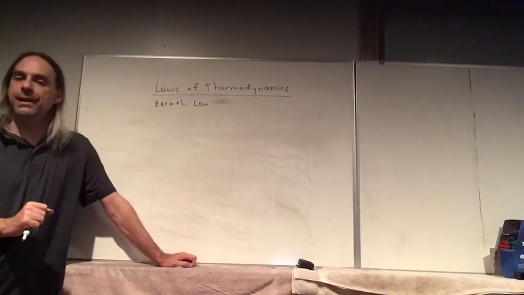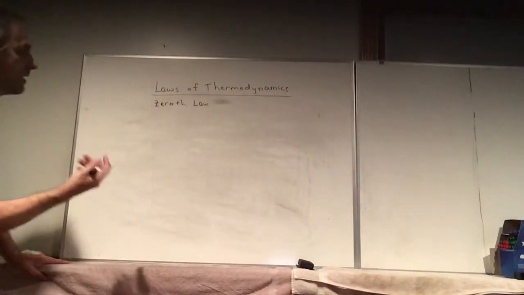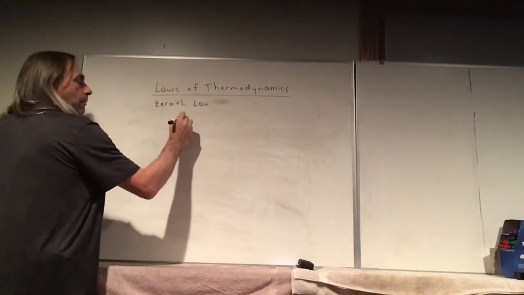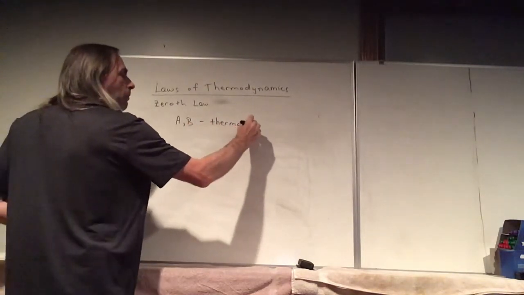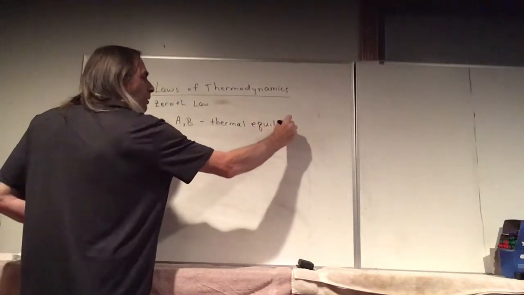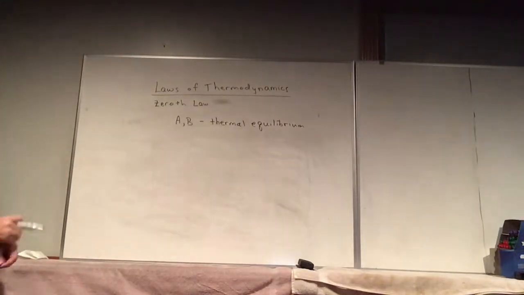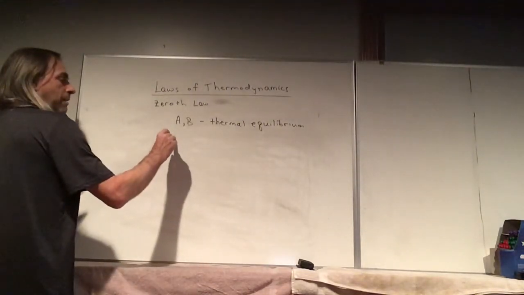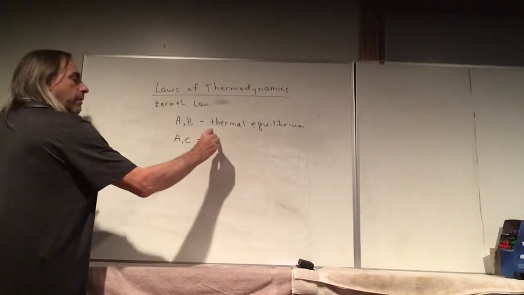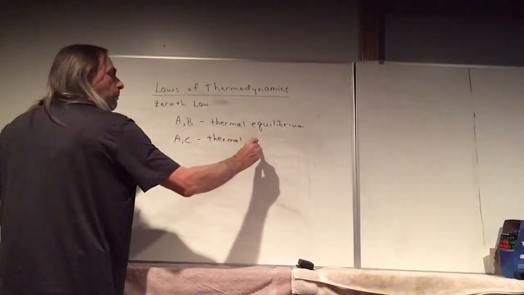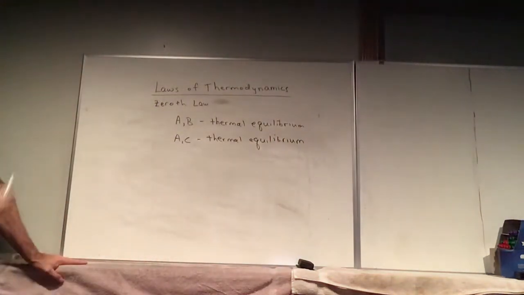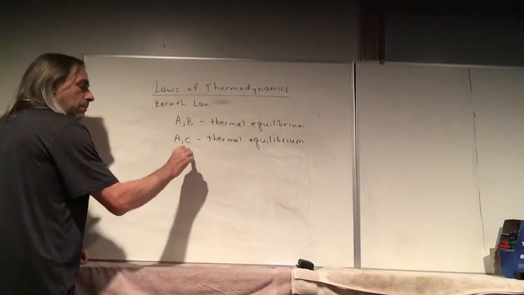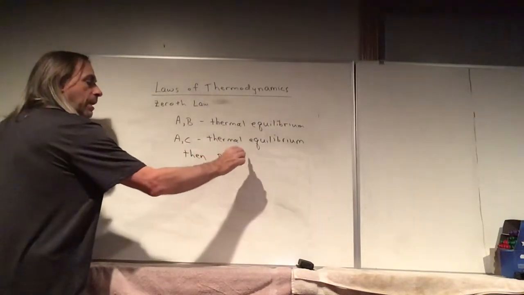So basically what the zeroth law of thermodynamics says is, say that A and B are in thermal equilibrium. Okay, so you have 2 objects, A and B, that are in thermal equilibrium. And let's say A and C are also in thermal equilibrium. What the zeroth law of thermodynamics tells us is that this implies that B and C are in thermal equilibrium.